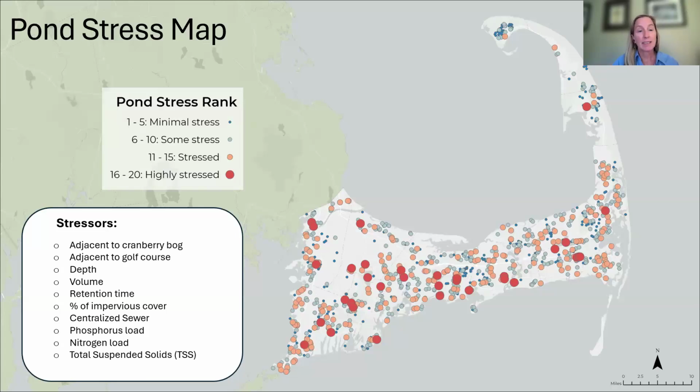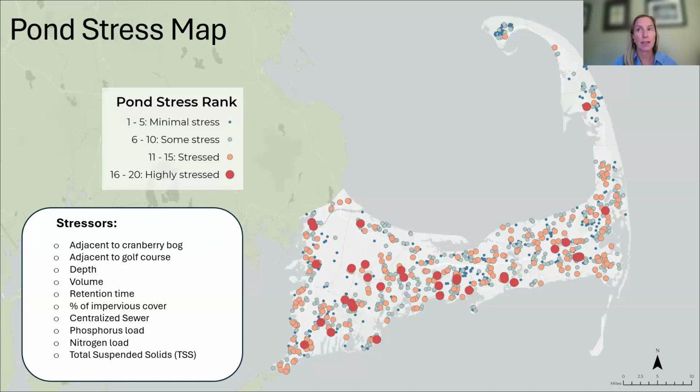And then we have 6 to 10 cumulative stress score, and those are some stress to those ponds. And then 11 to 15, a cumulative stress score, just our generic stressed ponds. And then if the pond cumulative stress score was from 16 to 20, we considered those highly stressed ponds. And you can see on the left a list of the stressors.